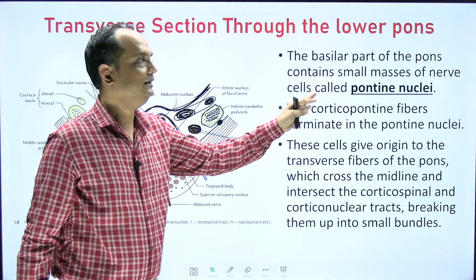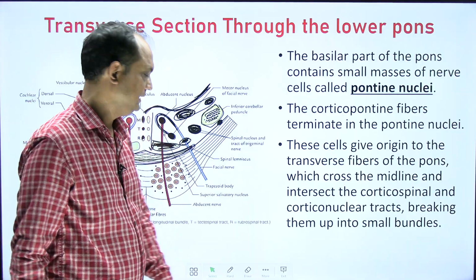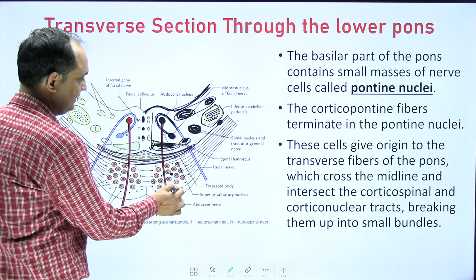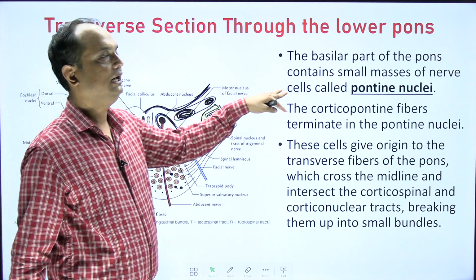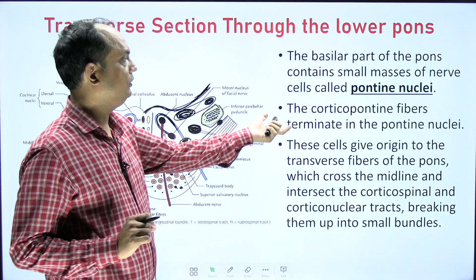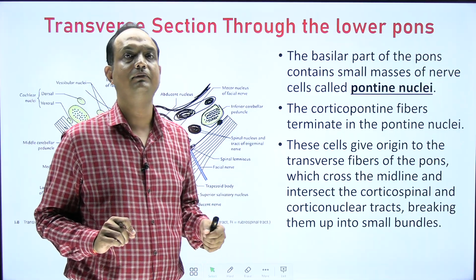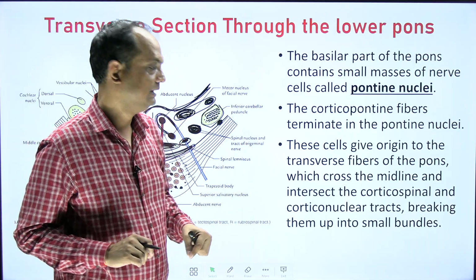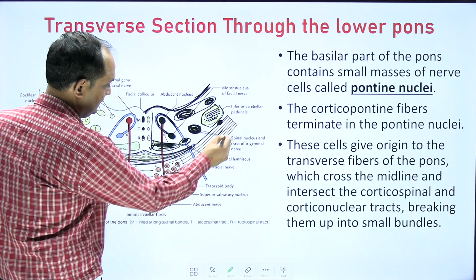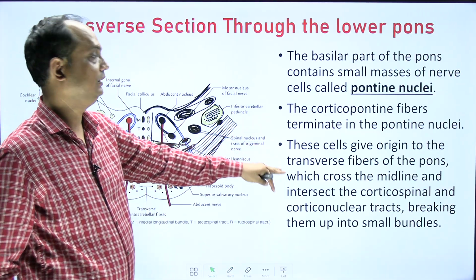Now, in the basilar part, I already told you that you will have the pontine nuclei. These pontine nuclei are the black dots which are present in the basilar part, and these pontine nuclei are small masses of neurons. Clear? And the corticopontine fibers terminate in the pontine nucleus. So what is corticopontine? The fibers which are coming from the cerebral cortex. These pontine nuclei give rise to the transverse fibers. So these transverse fibers are nothing but the axons of these pontine nuclei.